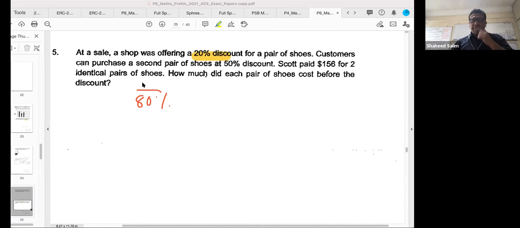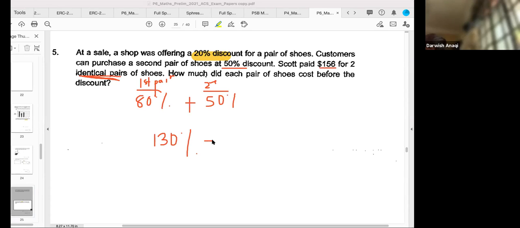First pair, 80%. This is the same type of shoes, no? Because she bought the same type of shoes, identical pairs. First pair, 80%. Second pair, she paid only 50%. Why got 50% discount? Second pair. So now, how many percent did she pay altogether? You plus together, 130%. Oh, 130% is equals to how much?